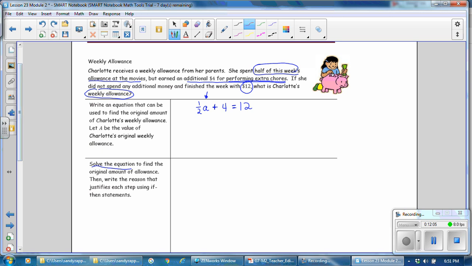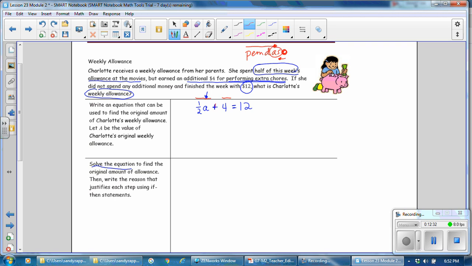First thing we want to do is to follow PEMDAS. PEMDAS simplifies your equation before you start to solve it. So we check and see there is nothing that we can do. We cannot add a half of A to 4 because they are unlike terms. So now we're ready to solve the equation. We're going to work in the opposite direction, doing the opposite operations, undoing addition and subtraction first.